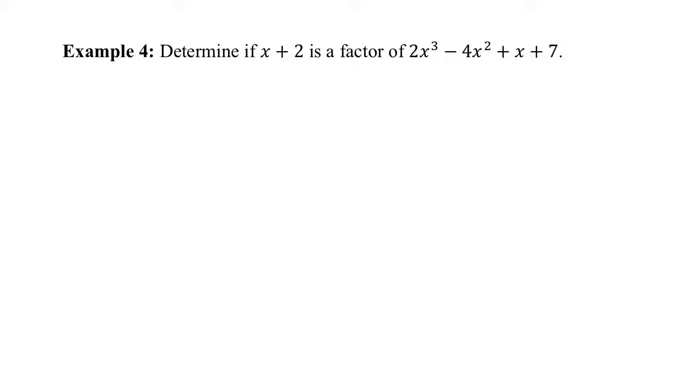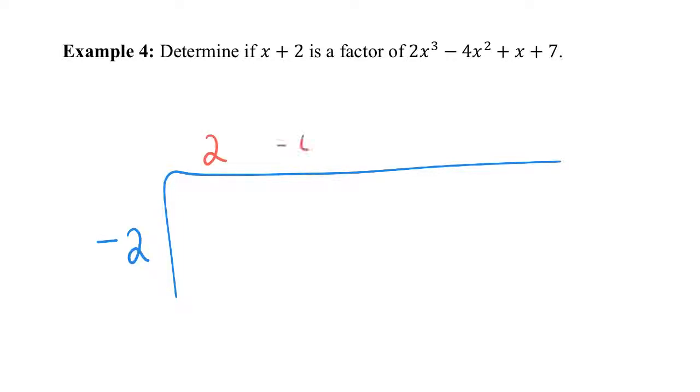Okay, that's a little bit tricky here. We have to consider the fact that we have to work backwards too with these. So if I plug in, though, what goes on the outside? If I'm testing x plus 2 as a factor, negative 2 goes on the outside. And then along the top, I just simply list the values. Bring down the 2. Negative 2 times positive 2 is negative 4. Negative 4 plus negative 4 is negative 8. Next. Negative 2 times negative 8 is 16. 16 plus 1 is 17. And then finally, negative 2 times 17 is negative 34.